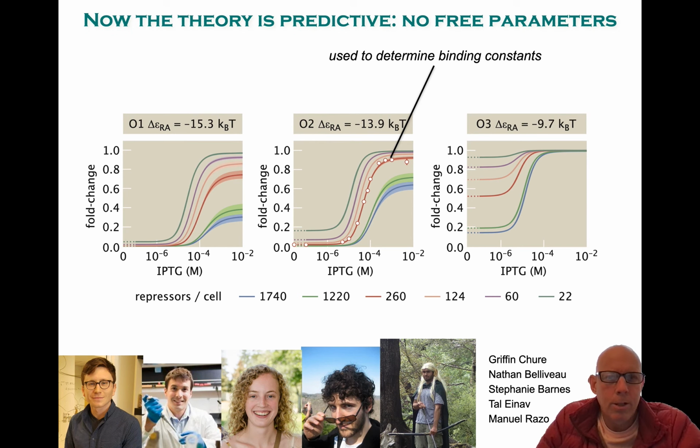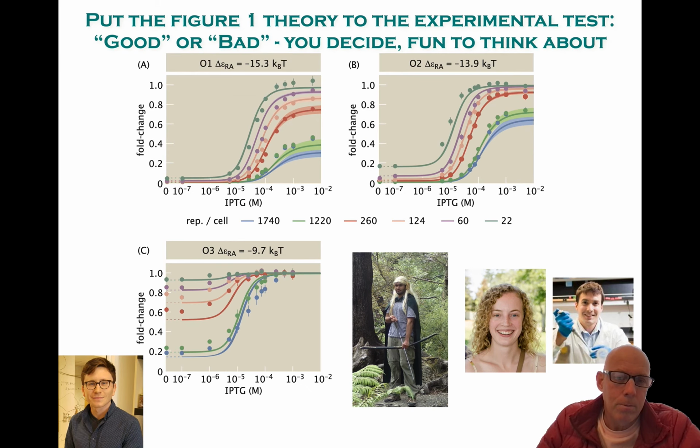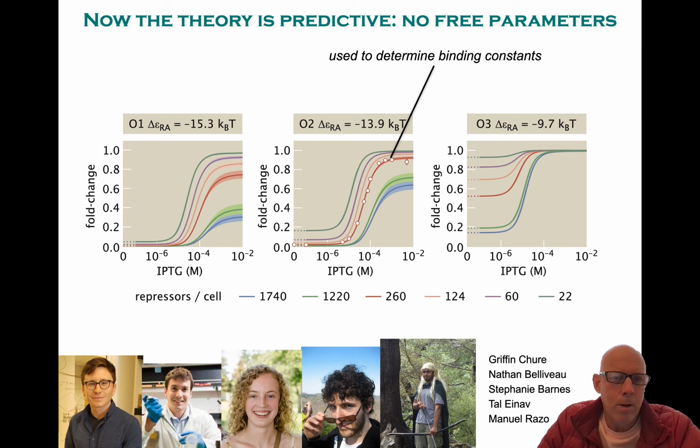And then we make predictions. We make predictions about what will happen when we change the DNA to protein repressor binding strength, when we change the number of repressors per cell, etc. These are parameter-free predictions. And then, as I said, they're locked. The parameters are locked in the safe, and then one can go and make the measurement. So that's fine. So I really want to acknowledge Griffin, Nathan, Stephanie, Tal, and Manuel, who worked in my group on this stuff. It's not about us.